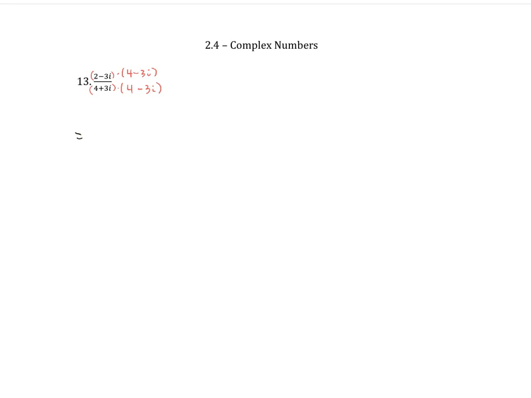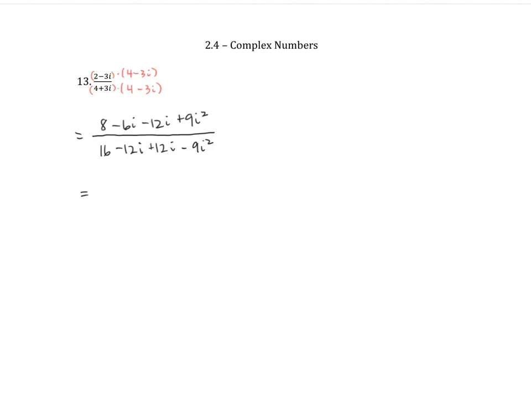So on the top, we're going to have 2 times 4 is 8. 2 times negative 3i is negative 6i. Now I'm going to distribute that negative 3i. So negative 3i times 4 is negative 12i, and negative 3i times negative 3i is plus 9i squared. Over, on the bottom, I have 4 times 4 is 16. 4 times negative 3i is negative 12i. 3i times 4 is positive 12i. And then 3i times negative 3i is negative 9i squared.